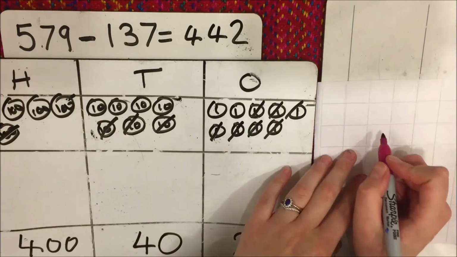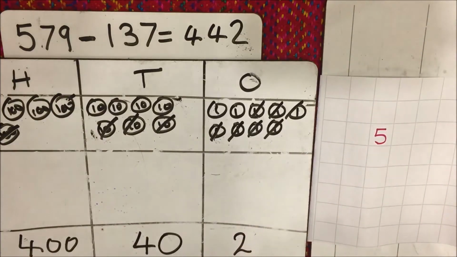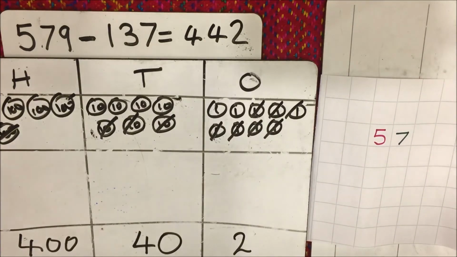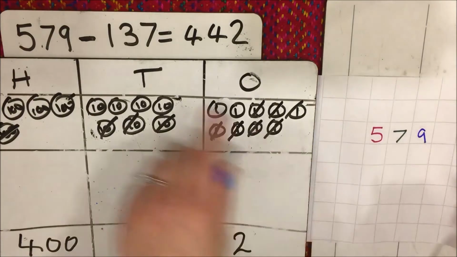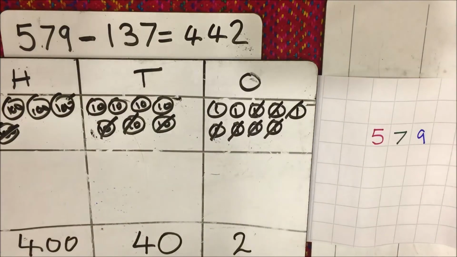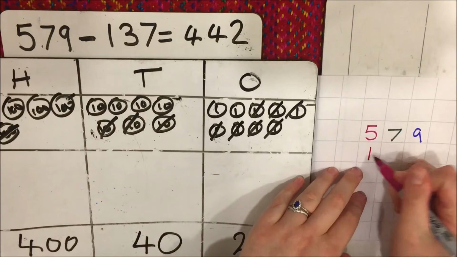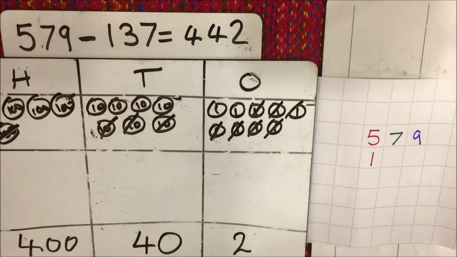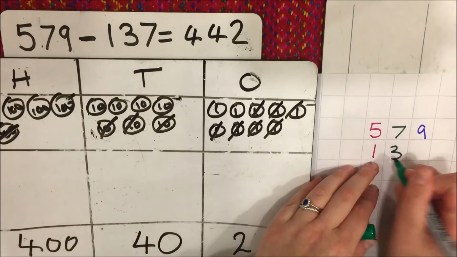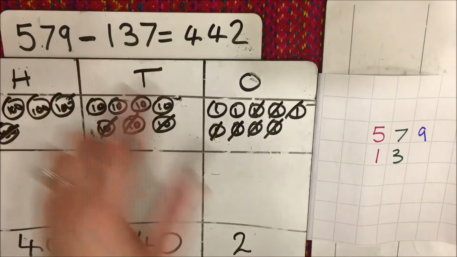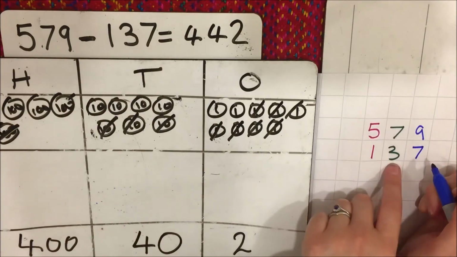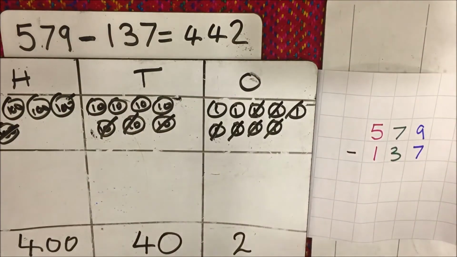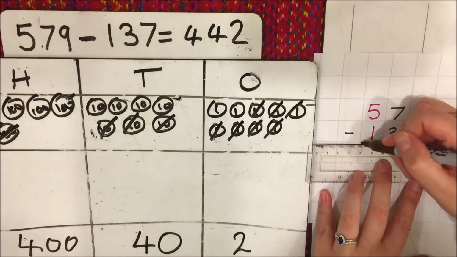So I need to do 500 first of all. 500, 7 tens. How many ones? 9 ones, good job. And underneath, 137. Remember, my 100 goes underneath my 500. My 30, my 3 tens go underneath my 7 tens. And my 7 ones go underneath my 9 ones. They're all lined up, hundreds, tens and ones. It's not an add, sorry, a take away. So I put it here, and then I do my same as sign.